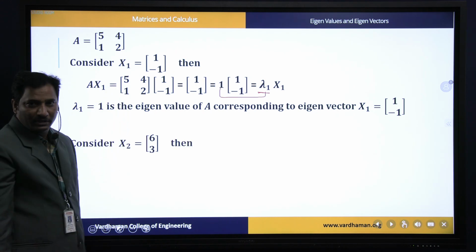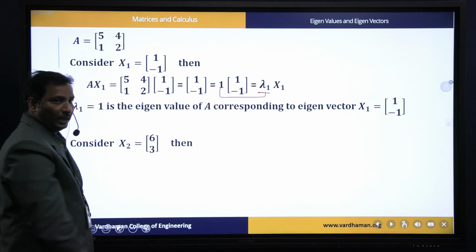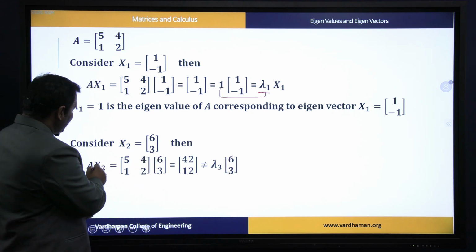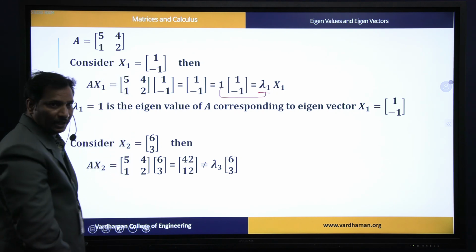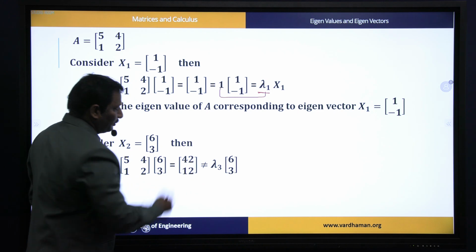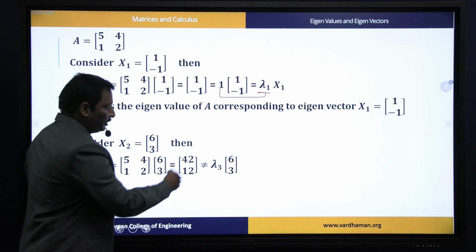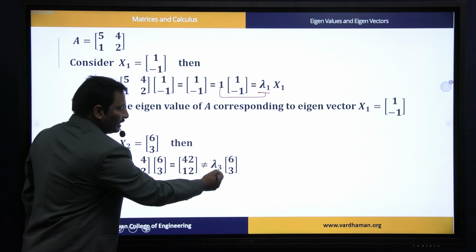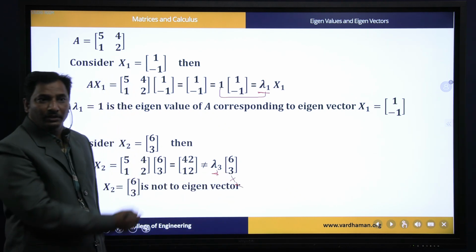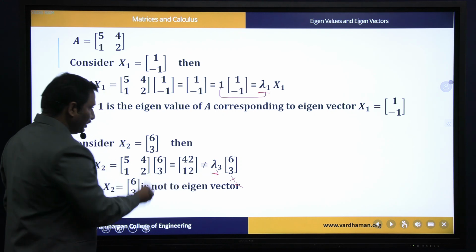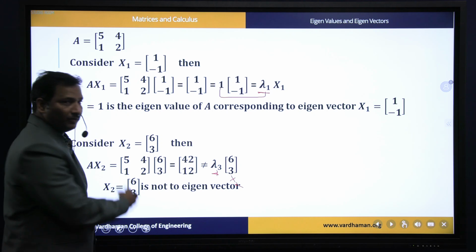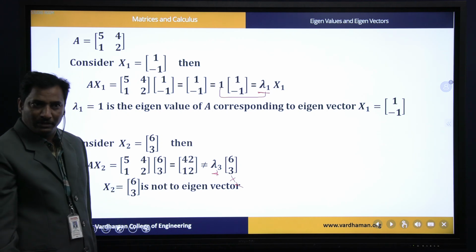Let us see one more example. If I consider x2 as a non-zero vector, that is 6, 3, and I multiply the matrix A with x2, we get a resultant column matrix, that is 42 and 12. So we cannot express it as lambda times this x2. So this lambda 3 is not an eigenvalue corresponding to the eigenvector x2 equal to 6, 3.